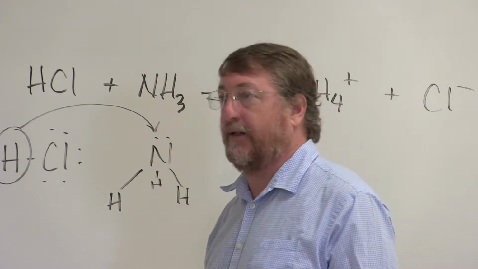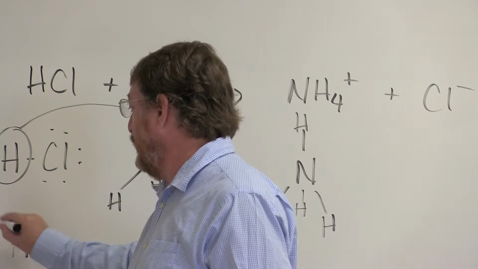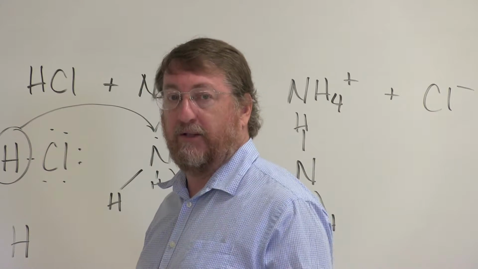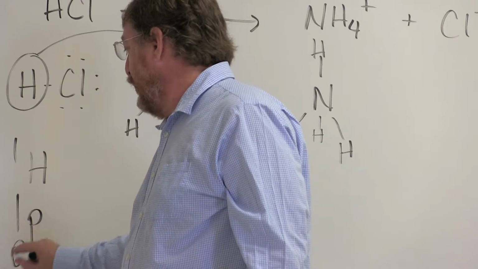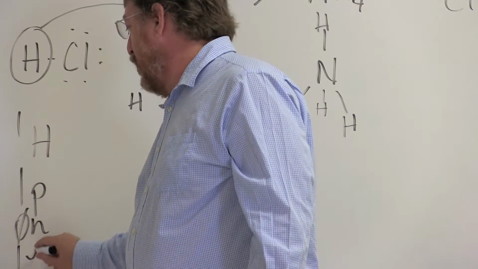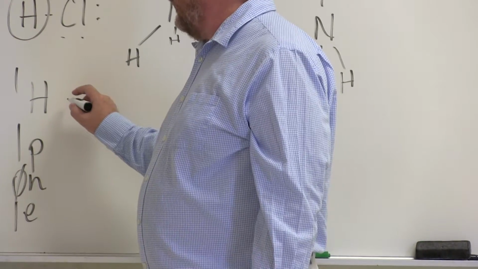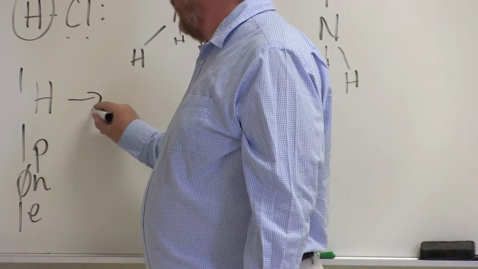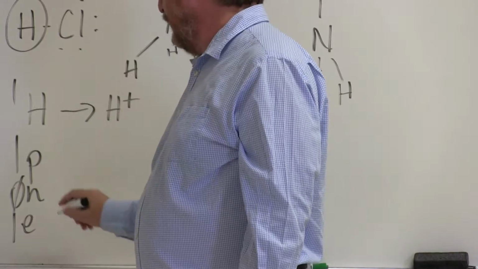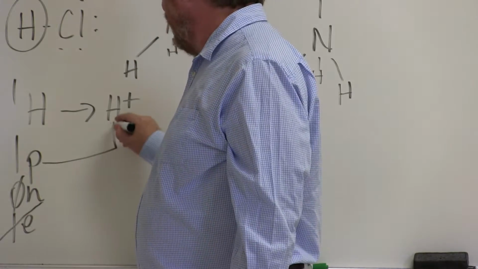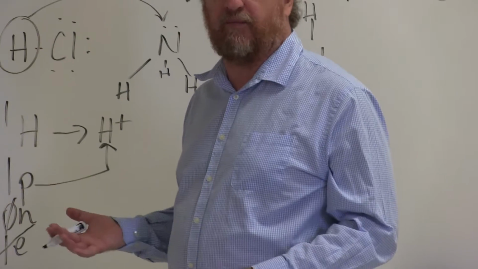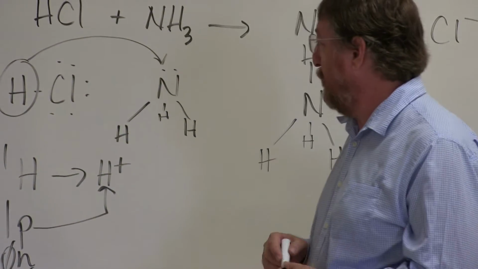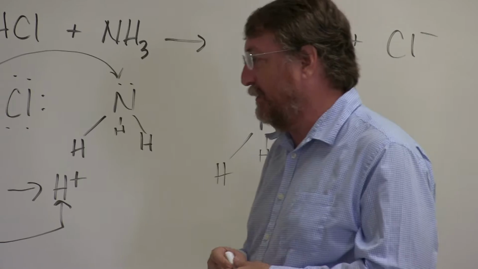And you can say, why is it a proton? Because H has a mass number of 1. It's number 1 on the periodic table. So it has 1 proton, no neutrons, and 1 electron. Well, if it loses that electron to become H+, H+ is a proton. So you'll hear the terms proton donor, proton acceptor. And that's what our Bronsted-Lowry acid and base is.